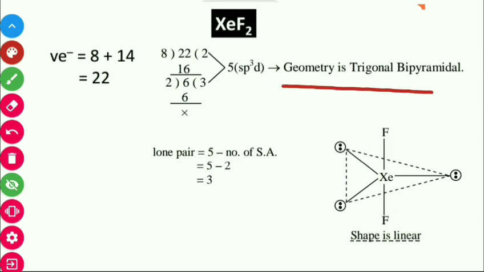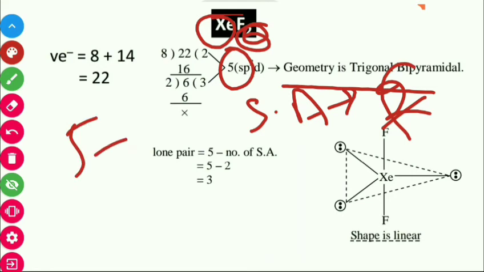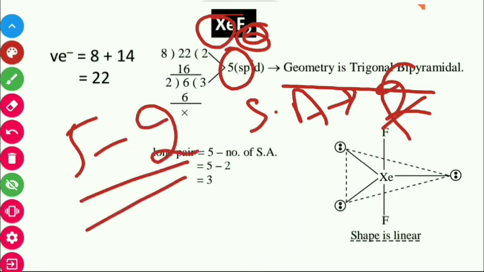Now talk about the lone pairs. Lone pairs are hybridized orbitals minus surrounding atoms. What is the surrounding atom and what is the central atom? Central atom and surrounding atom are very clearly defined in any compound. The atom which is least in number is the central atom and the rest are surrounding atoms. So here the surrounding atom is fluorine. Hybridized orbitals minus surrounding atoms: the surrounding atoms are 2, so we get 3 lone pairs.